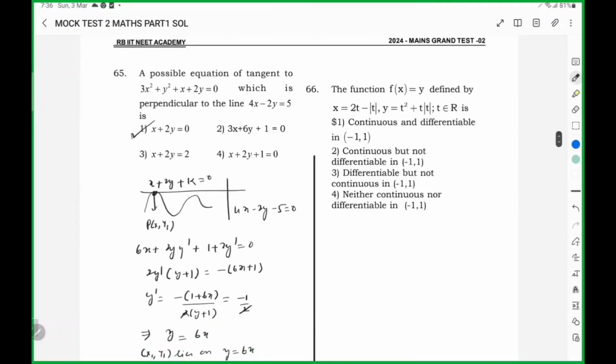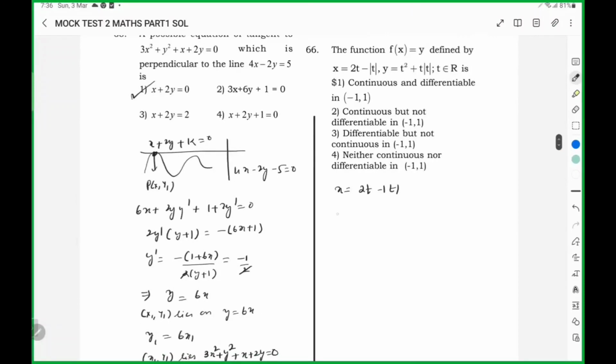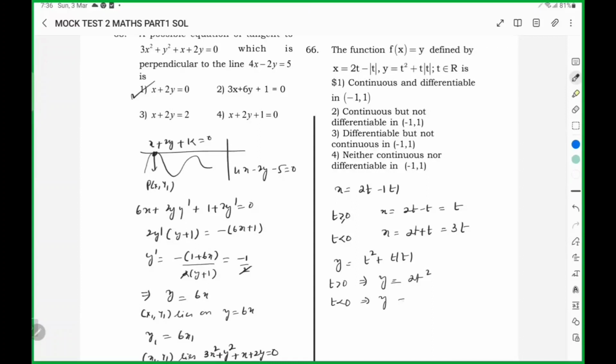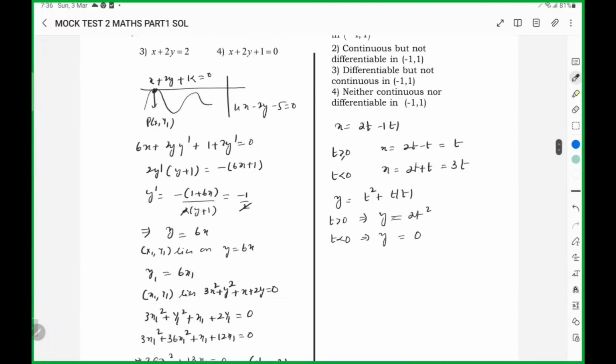Here in this problem, whenever modulus is there, we have to discuss case wise. When t greater than 0, 2t minus t, that is t. T less than 0, we get 3t. Y here is t mod t. When t positive, we get 2t square. T negative, we get 0.